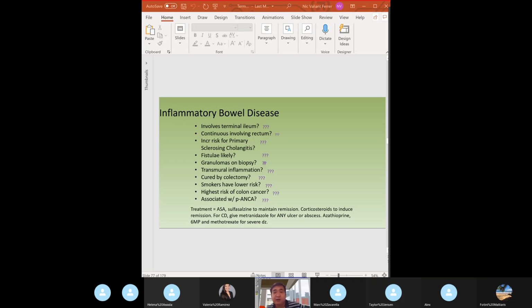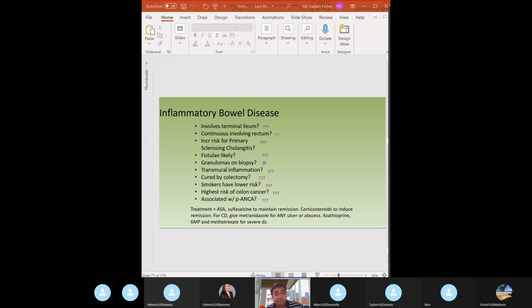Next, continuous involving the rectum. What are we thinking? Crohn's or UC? UC. Excellent. Good job, guys. Next, increased risk for PSC, primary sclerosing cholangitis. UC or Crohn's? UC, right? PSC, there's a C in there, UC.